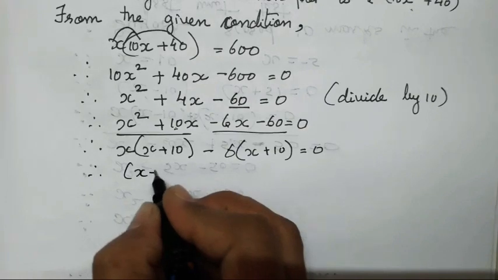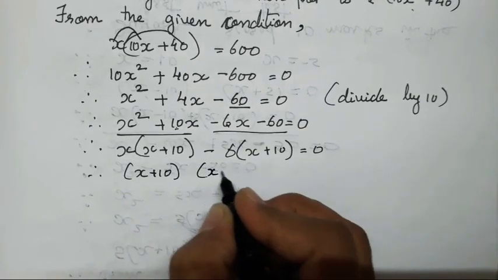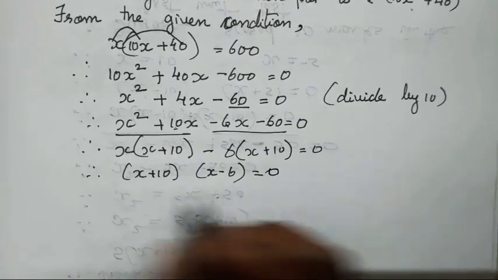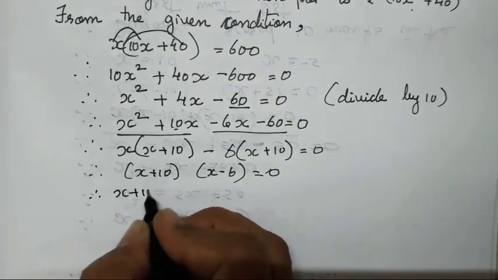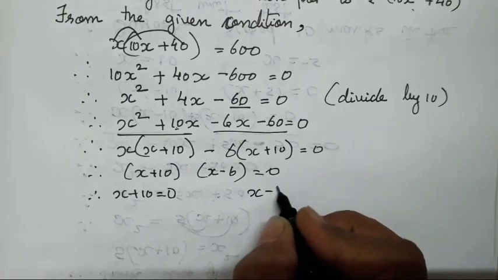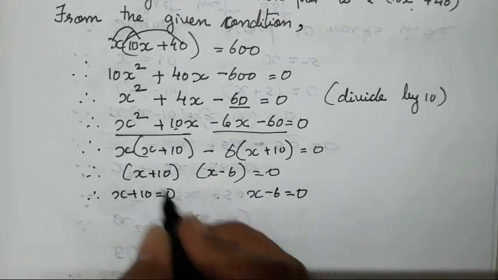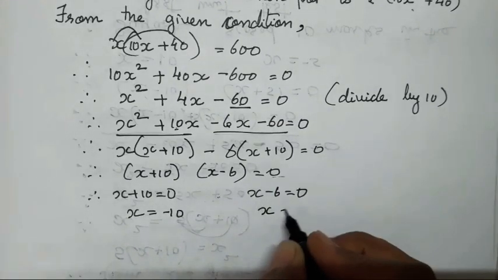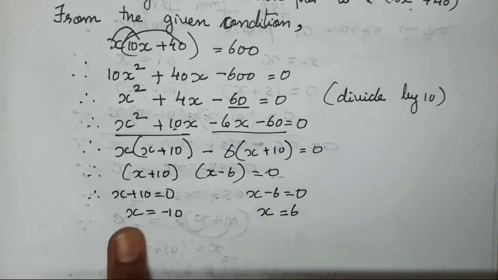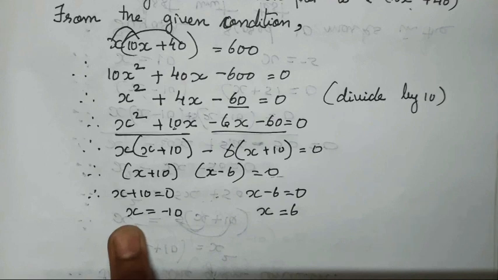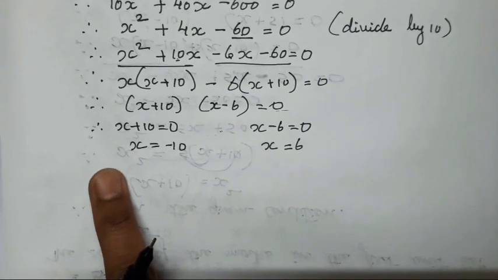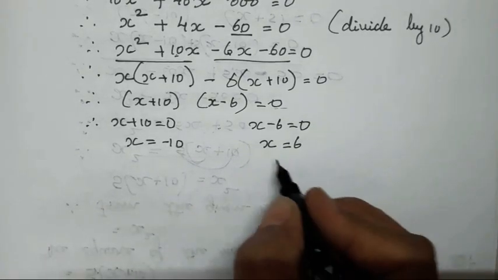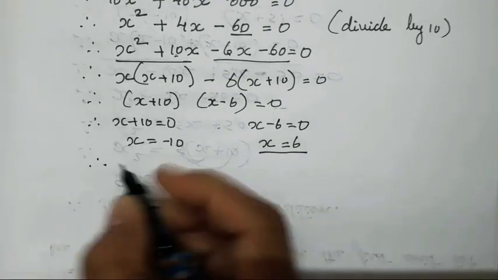Common bracket I will write first, and the uncommon ones I will write in the second place, is equal to 0. Therefore x plus 10 is equal to 0 and x minus 6 is equal to 0. So when we change its side, it will be minus 10 and here it will be plus 6. So the minus answer will not be acceptable, isn't it? We have done this in the previous question also. Earthen pots cannot be in negative number, so we have to consider x is equal to 6.